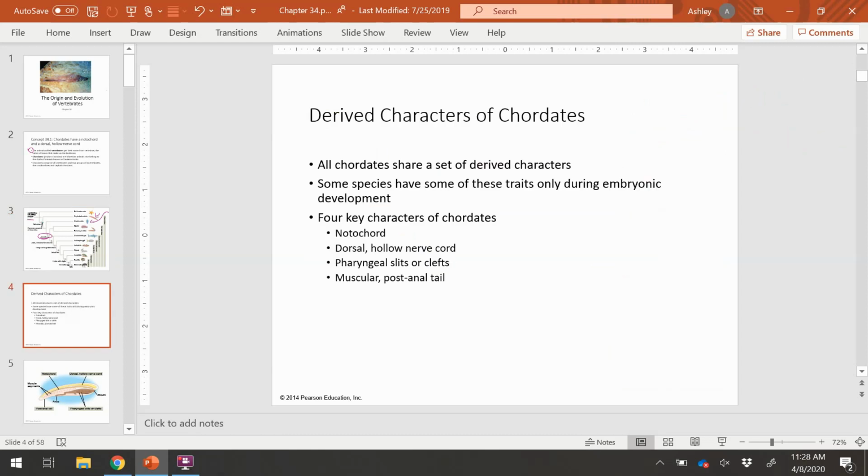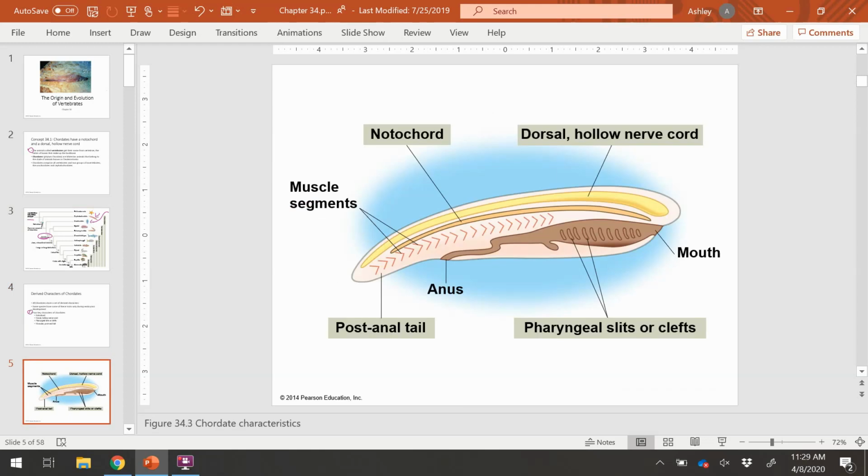So the chordates have four key characteristics that are all shared either during or part of their life. So it could be in the embryonic development or in their adult life. And so those four key characteristics are listed here, but we'll go through them one at a time, and they are very important, as you'll see here.